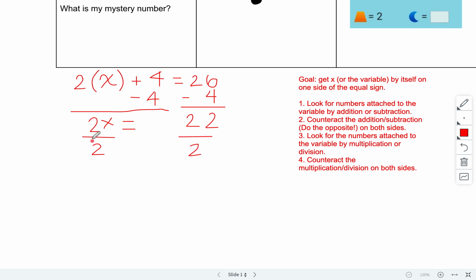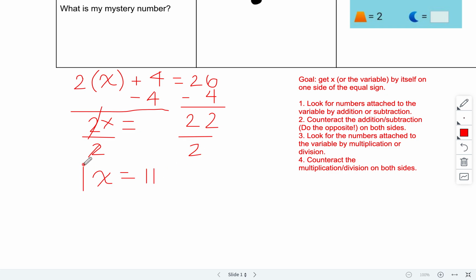And what that's going to do on the left is 2 divided by 2 is going to cancel out or make 1, right? Because any number divided by itself is 1. We can say 1x is essentially the exact same thing as just x. So we get x on the left is equal to, and then 22 divided by 2 is 11.